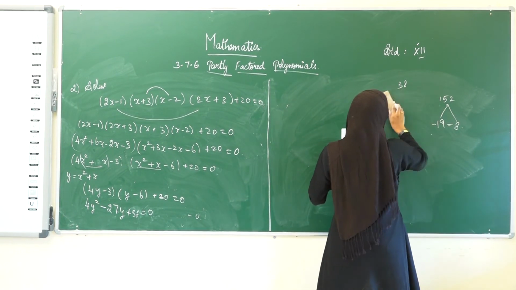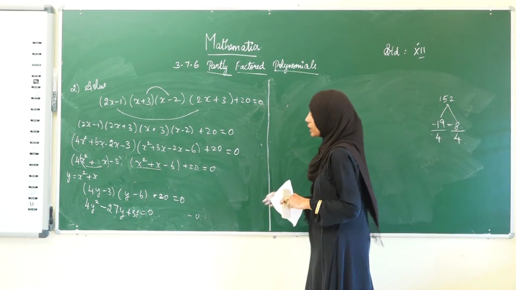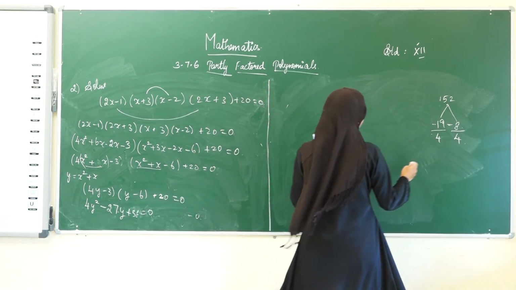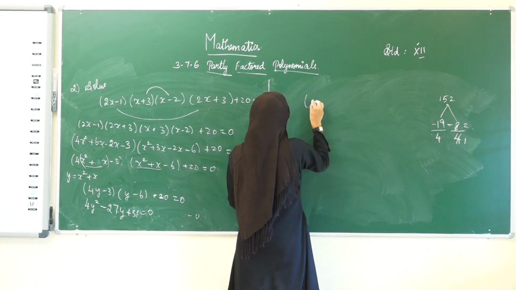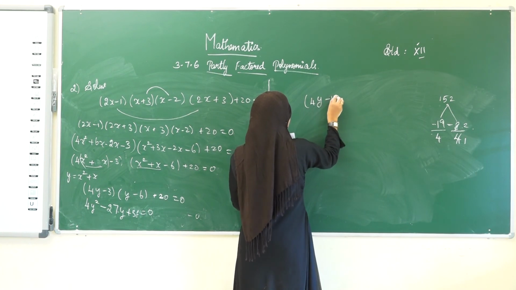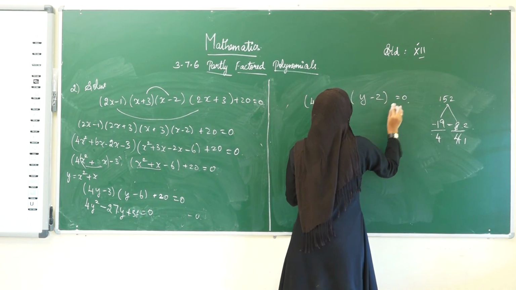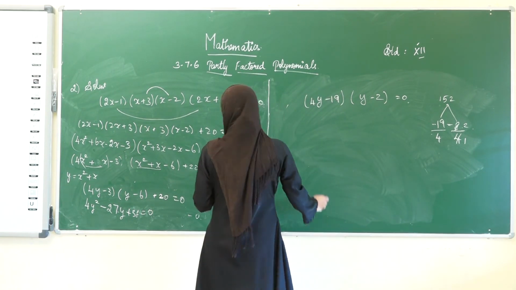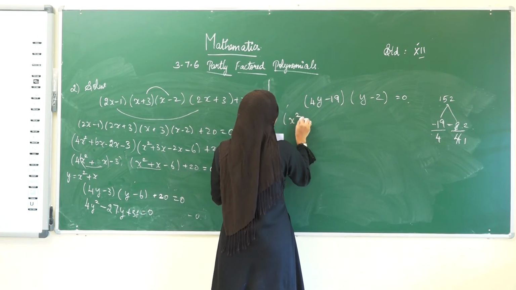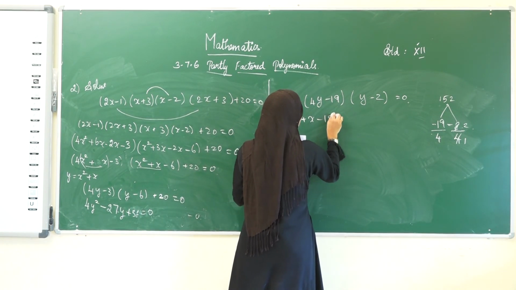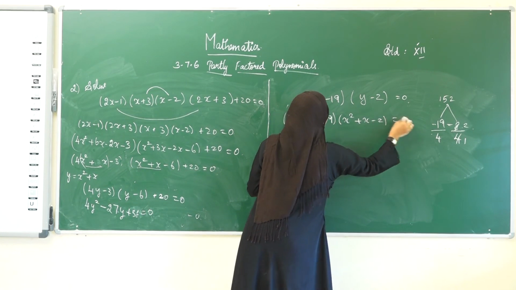Okay. So we are going to divide this by 4 because the coefficient of the first term is 4. This one is 1, this one is 2. So what's the answer? We got (4y minus 19)(y minus 2) equal to 0. Now we are going to substitute the value of y. What's the value of y we got here? y is equal to x square plus x. That is (4(x square plus x) minus 19)(x square plus x minus 2) equal to 0.